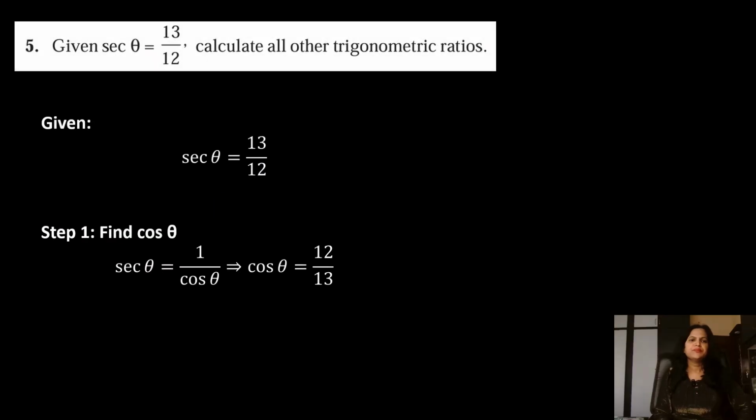The fifth question: given sec theta is equal to 13 by 12, calculate all other trigonometric ratios. Given sec theta is equal to 12 by 13. Step 1, find cos theta. Sec theta is equal to 1 by cos theta. Therefore, cos theta is equal to the reciprocal of sec theta, that is 12 by 13.